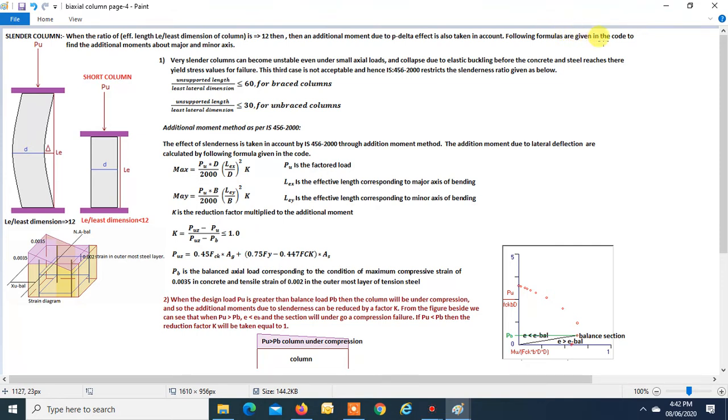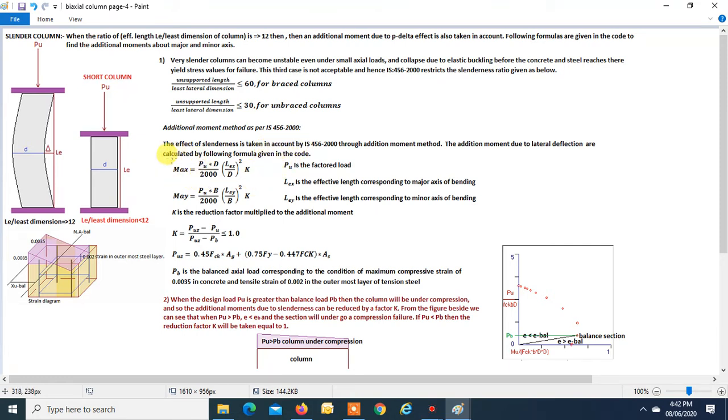Following formulas are given in the code and are used to find the additional moment about the major and minor axis. Additional moments as per IS 456-2000: the effect of slenderness is taken into account by IS 456-2000 through the additional moment method. The additional moment due to lateral deflection is calculated by the following formulas given in the code.